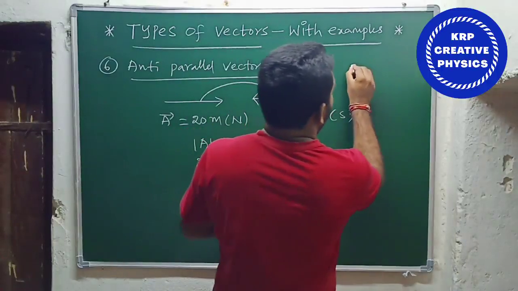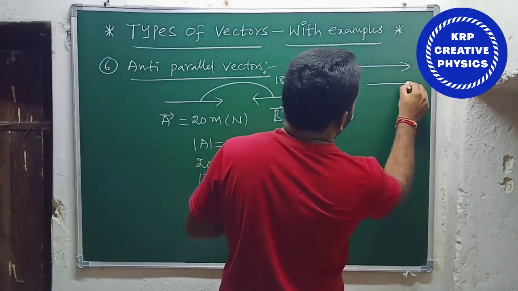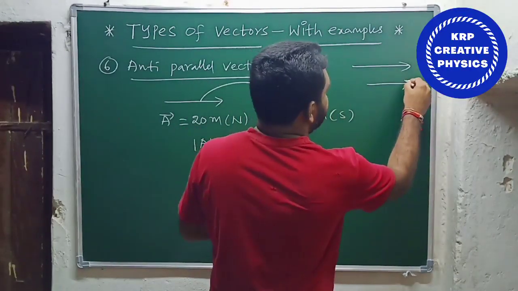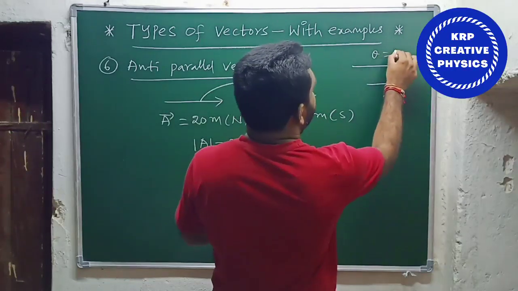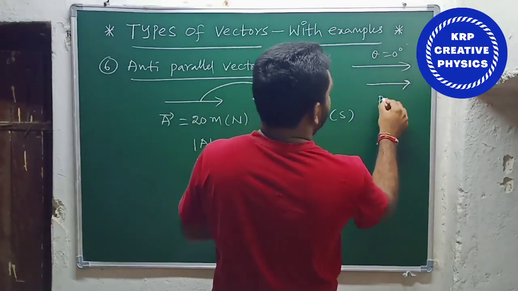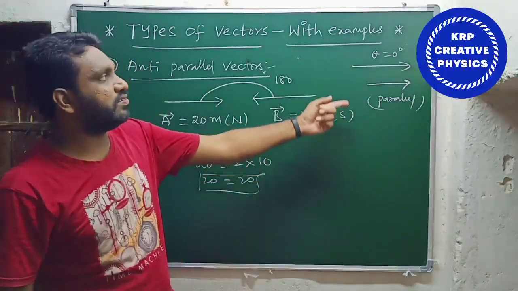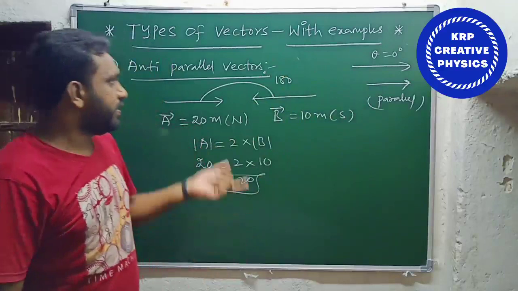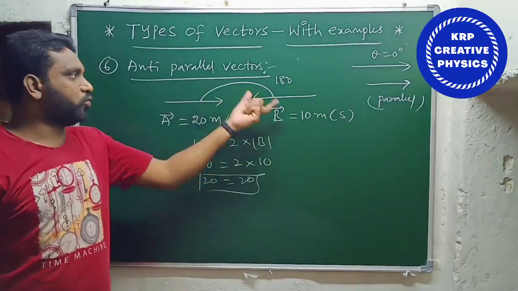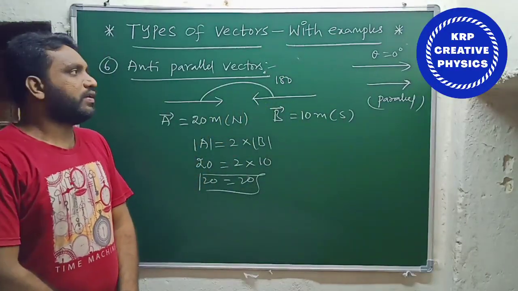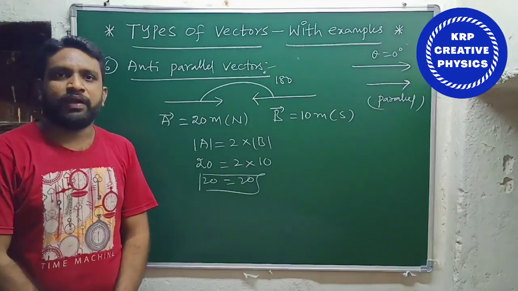And one more thing I want to explain. If we consider parallel vectors, these two are parallel vectors. So what is the angle between parallel vectors? 0 degrees. So this one also you should remember. In case of parallel vectors, the angle between the two vectors is 0 degrees. In case of anti-parallel vectors, the angle between the two vectors is 180 degrees. Okay, so this is regarding parallel vectors and anti-parallel vectors.